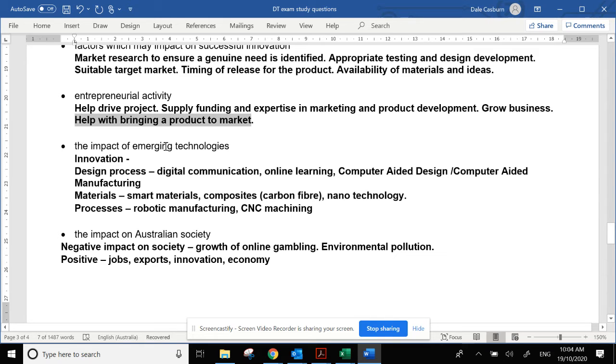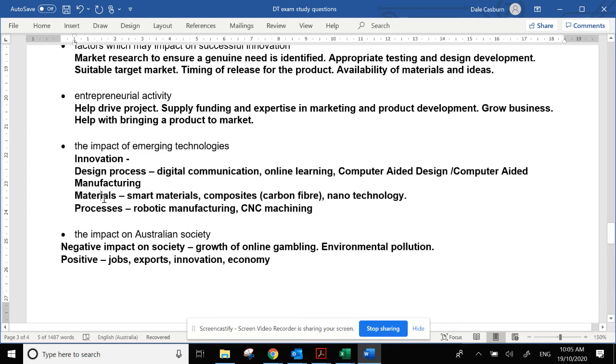The impact of emerging technologies. So they really influence innovation. Often emerging technologies drive innovation. So design process, we could say some of the innovations around there, emerging technologies. We've got digital communication, online learning, computer-aided design, computer-aided manufacturing. They're all things that can help the design process. They're emerging technologies in the designing.